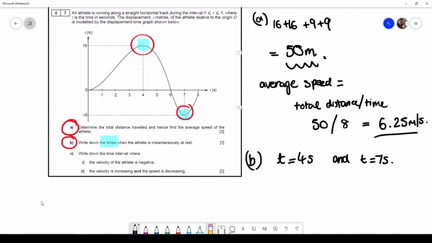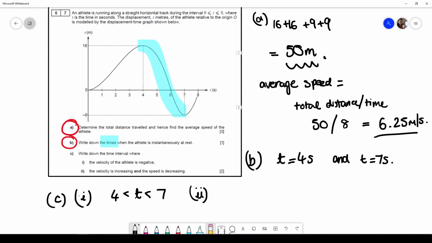Finally, we've got part C, and there's 2 sections to this. The first is to say when the velocity of the athlete is negative, and that is this stretch here from 4 to 7 seconds. So we can see that the velocity is negative when the gradient of the line is negative. I should probably put these type of inequalities, because technically at 4 and 7 it was flat.